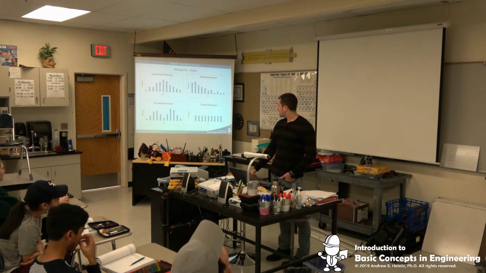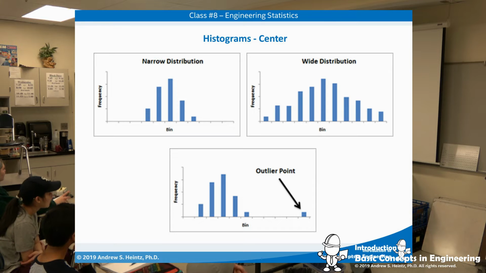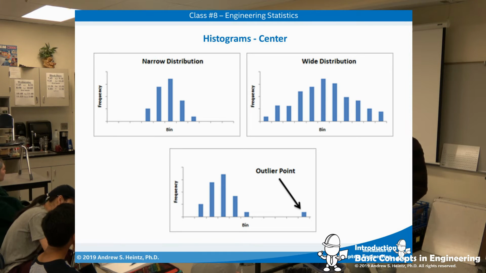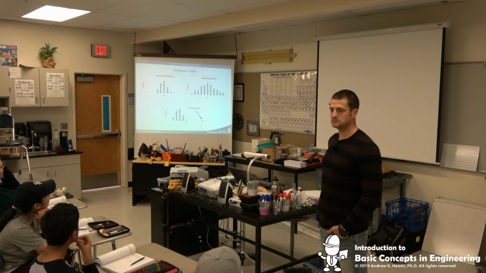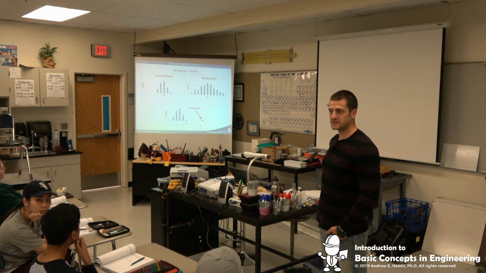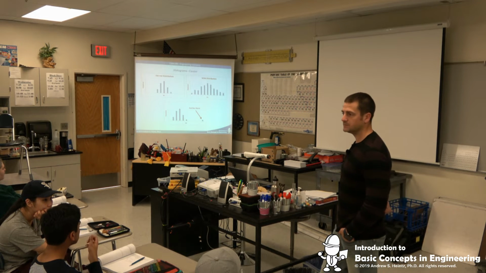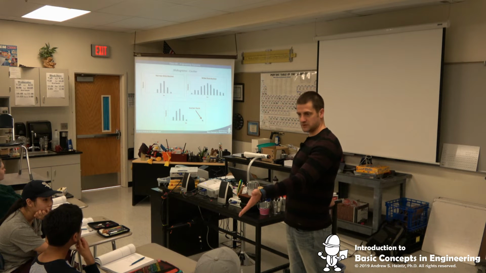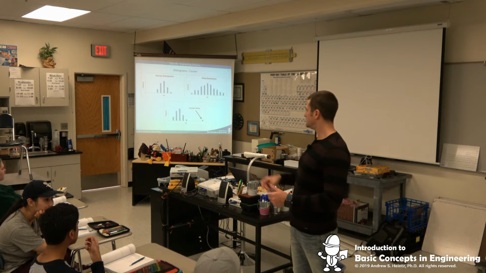All right. Now, we already talked a bit about center. If you have a narrow distribution, it's going to be very tight on center. And why would that be important? Consistency, very good. On the wide distribution, it's exactly the opposite. We have large variation, so you're going to be wide out from the center.